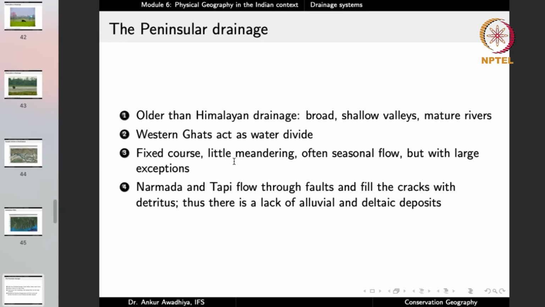Little amount of meandering. Again, because they have been moving through hard rocks for such a long period of time that more or less now their courses are etched in the rocks. So there is little that these rivers can do to meander. Meandering happens primarily in those areas that have lots of soil, because of which the rivers can cut on one side and they can deposit sediments on another side.